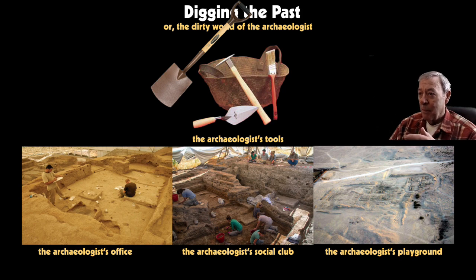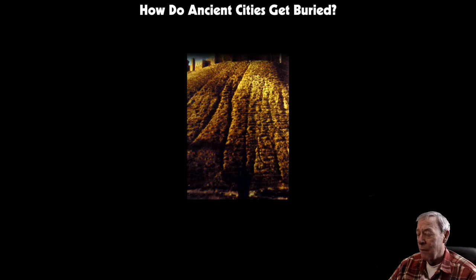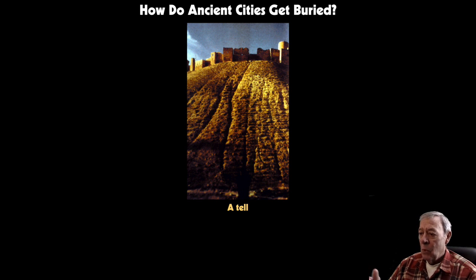Now the question might be, well, how do these cities get buried in the first place? Well, here we see, for example, what's called a tell. A tell is a man-made mound, and so what you're looking at here is found in Syria, I believe, or the Near East at least, and appears to be a natural elevation. In reality, it's a man-made mound. Not deliberately man-made, of course, but over the centuries it simply evolves into this kind of a structure.